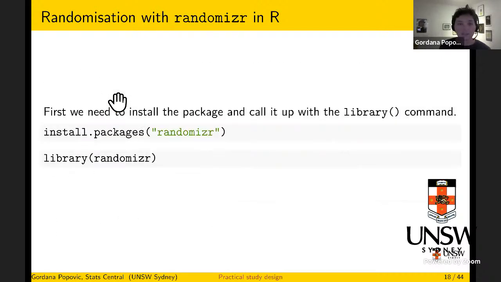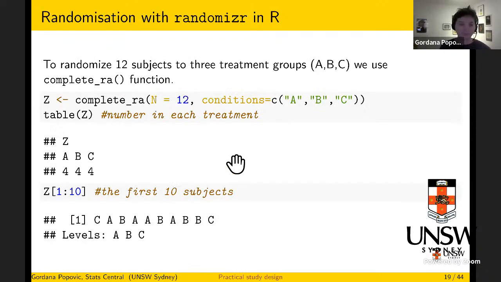I want to show the last slide again. You'll need to install the randomizr package and then call it in R, as usual when you have a new package that you want to use. It's randomizr, there's no E. So, complete_ra. Yeah, Mark's got it.